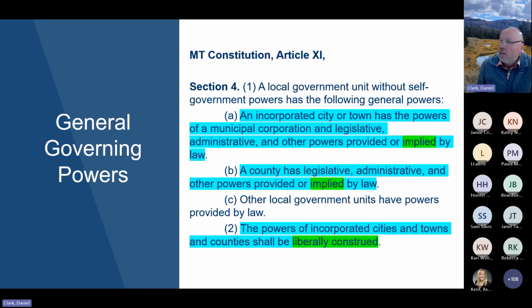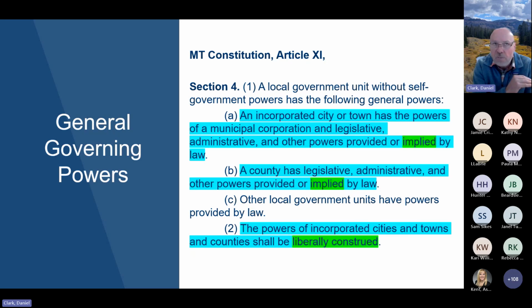An incorporated city or town has the power of a municipal corporation and legislative, administrative, and other powers provided or implied by law. So the law dictates what the powers are. The legislature creates the statutes, and in there it defines the powers and duties of the local government. So the cities, and same with the counties, are very much tied to what it says in the MCA. Do we have the authority to act in a particular way?